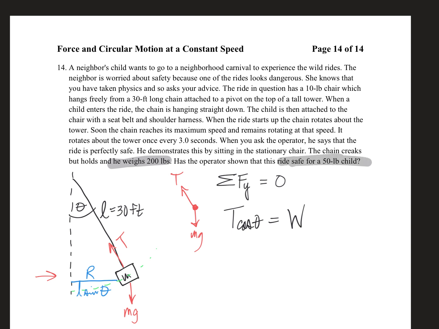Is this safe for a 50-pound child? So that is ultimately the question that we're after. All right, so I'm just going to use that for now. And the sum, big sigma there, the Greek symbol for summing, for the x forces is going to be m a_c, because think about it horizontally. If you're looking down, you see that circular path, all right? And so what do we have for that?